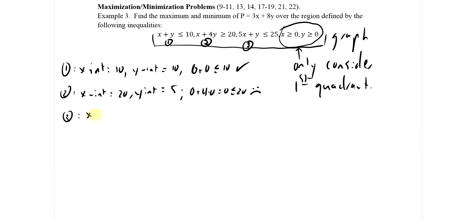For 3, what's your x-intercept? The x-intercept here is 25 divided by 5. What's your y-intercept? 25. What's our test point? Again, 0, 0. 5 times 0 plus 0 is less than or equal to 25. So we want the side 0, 0 is on. Great, so now we can draw the feasibility region.